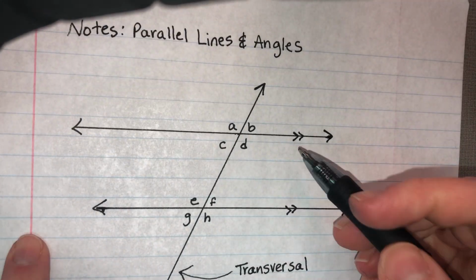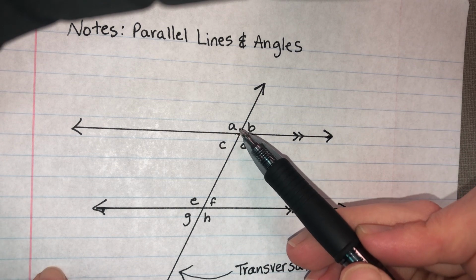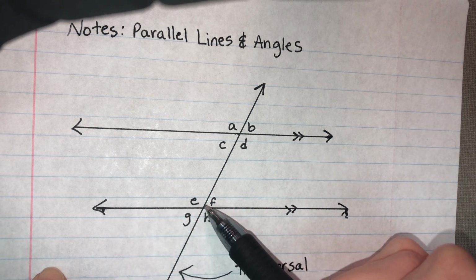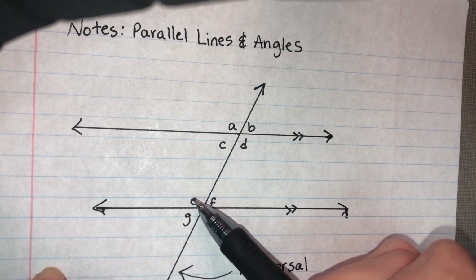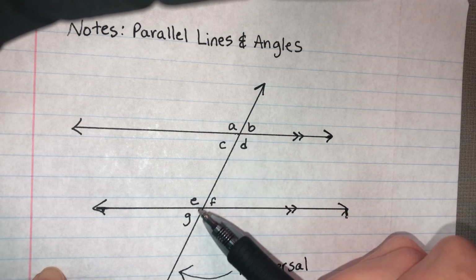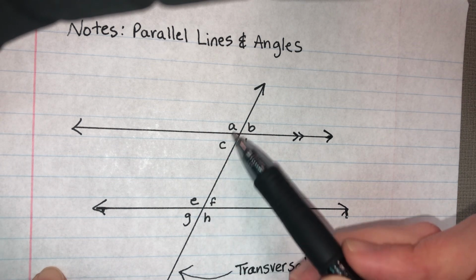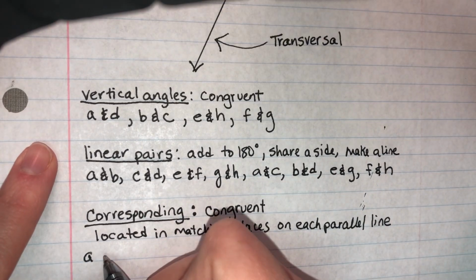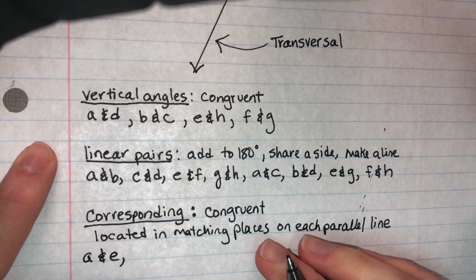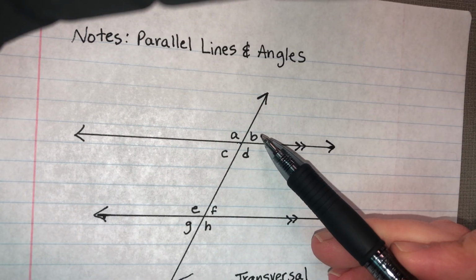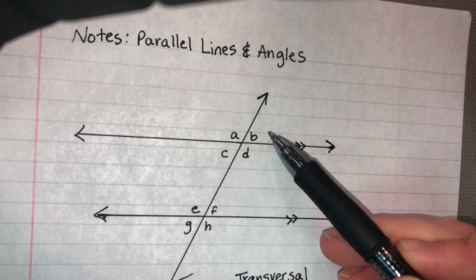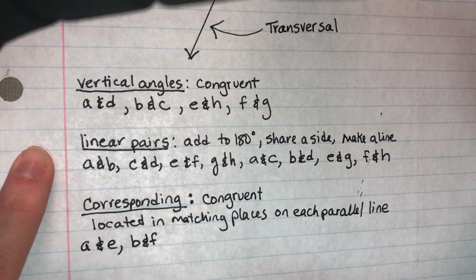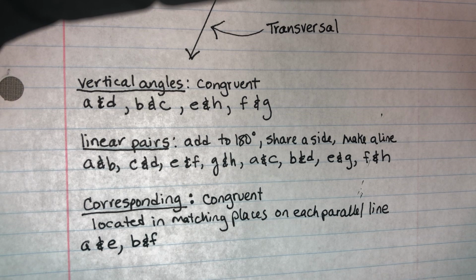In this picture, there are two parallel lines. Angle A is in the top left of the upper parallel line, and angle E is on the top left of the lower parallel line. So since this is top left and this is top left, those are congruent and they are called corresponding angles. So A and E are a pair of corresponding angles. Now, B is on the top right and F is on the top right. So B and F are another pair of corresponding angles. They are congruent and they're located in matching places.